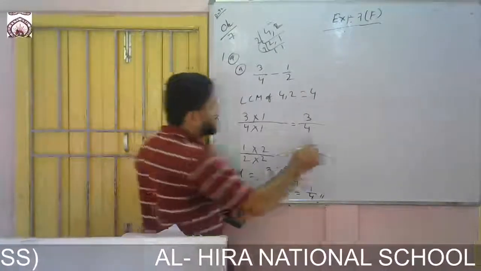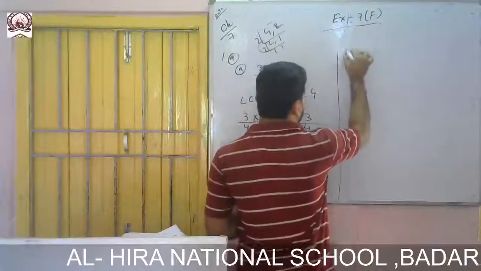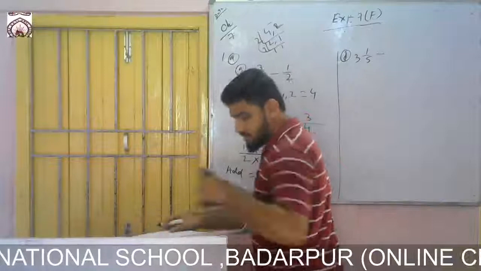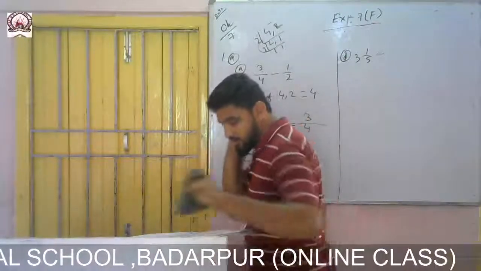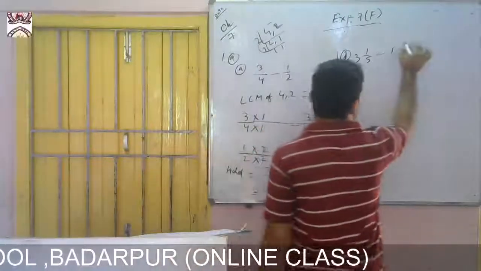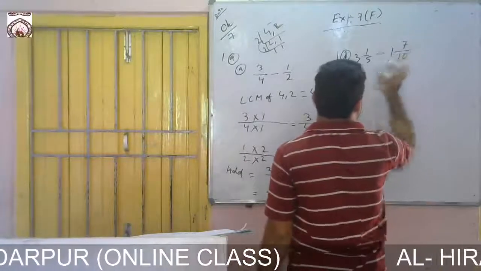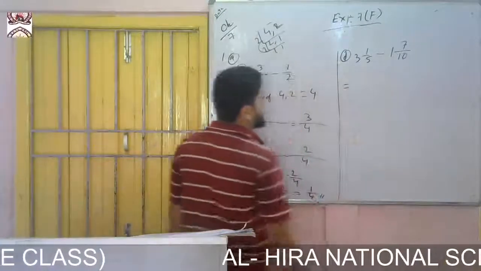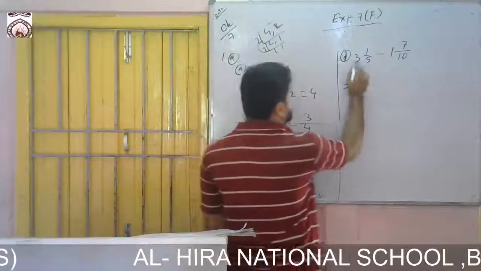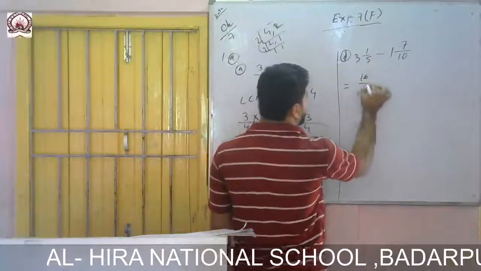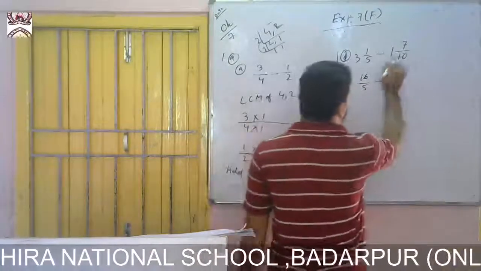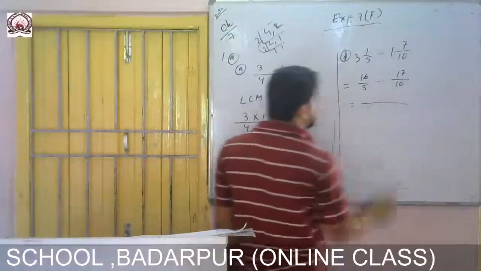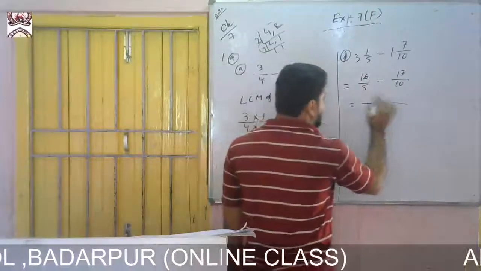Now come to question number D. 3 1 by 5 minus 1 7 by 10. If I break this one, 3 5s are 15 and 1 is 16, so 16 by 5 minus 10 1s are 10 and 7 is 17, so 17 by 10. Between 5 and 10, the LCM will be 10, because 5 can divide 10.